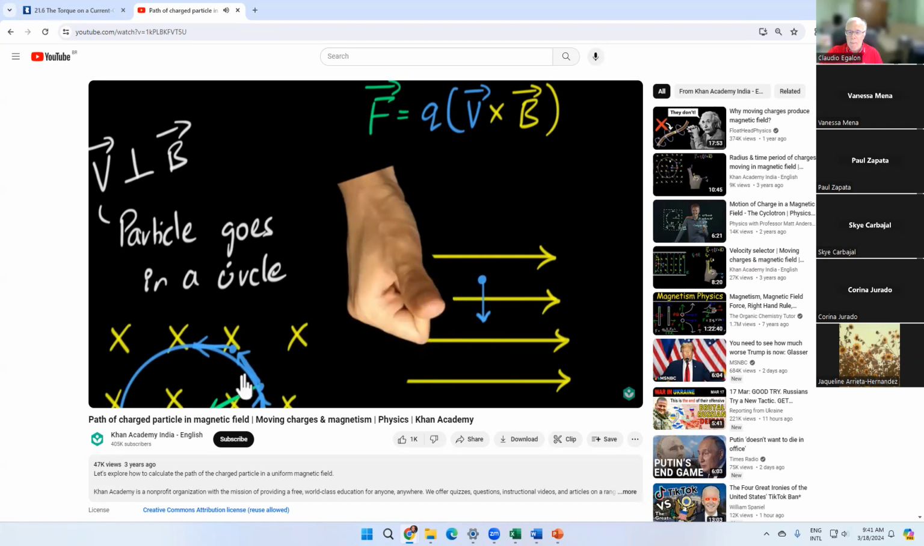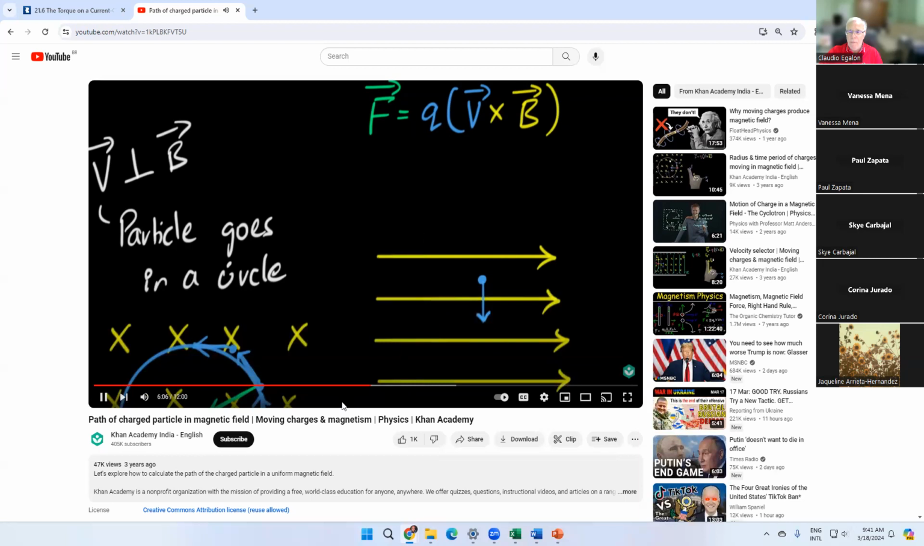And so from what we learned over here, this means this particle is also going to go in a circle, but the center of that circle is going to be somewhere out of the screen. So can you visualize what that circle is going to look like? Let me get rid of this hand. So this particle is going to go somewhat like this. Let me draw. It's going to go this way.